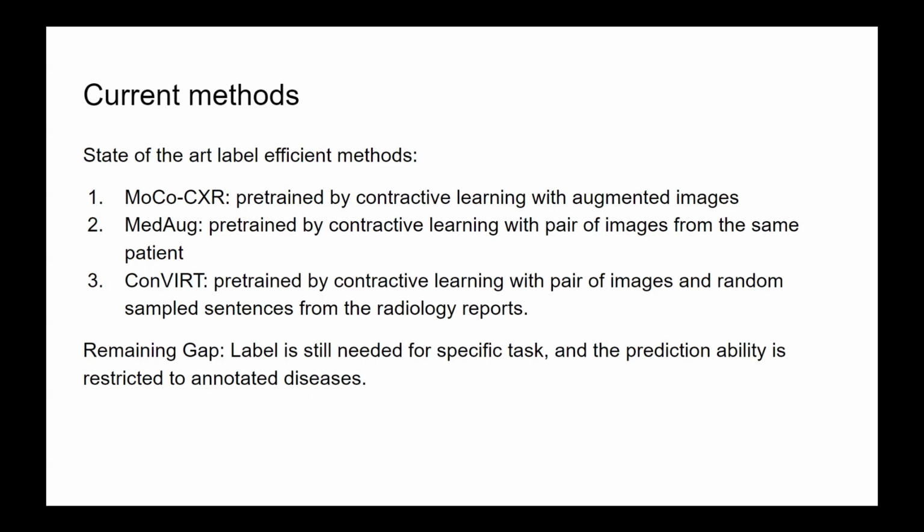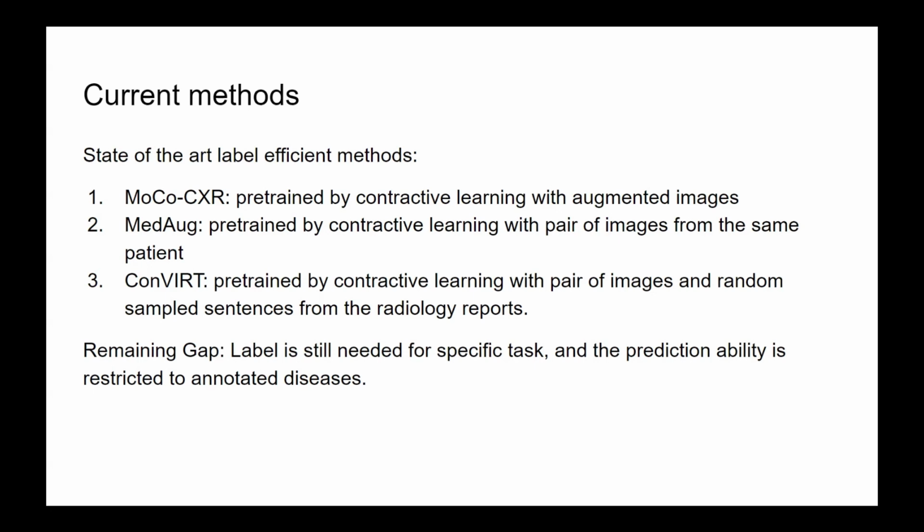For the first method, they do contrastive learning with augmented images, which basically follows the idea that the same image, even with different augmentation methods, still needs to be very close to each other in the latent space. The second method is still contrastive learning, but with a pair of images from the same patient. The hypothesis is that if the time interval is short enough, the images from the same patient should be very similar. They should fall into the same class. The third method is still contrastive learning, but this time it's multimodal. They do contrastive learning between pairs of images and radiology reports, which is text information, but they randomly sampled sentences from the radiology report.